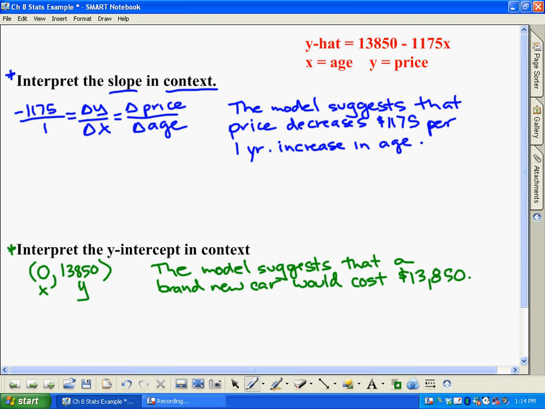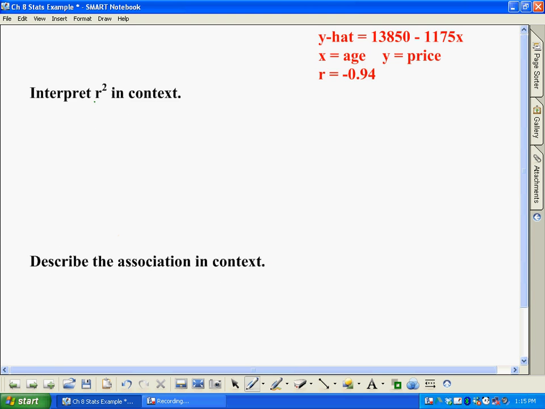Alright, so here's another thing you might get asked to do. Instead of interpreting the slope and the y-intercept, well, what about r squared? Well, we know what r is, so how would you find r squared? To find r squared, it's simply taking r, which is negative 0.94, and squaring it. So if you grab your calculator and do this really quick, you should get 0.8836.